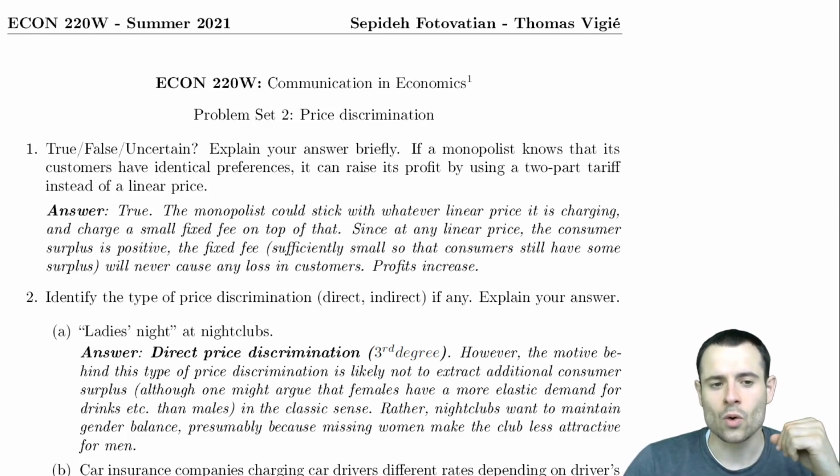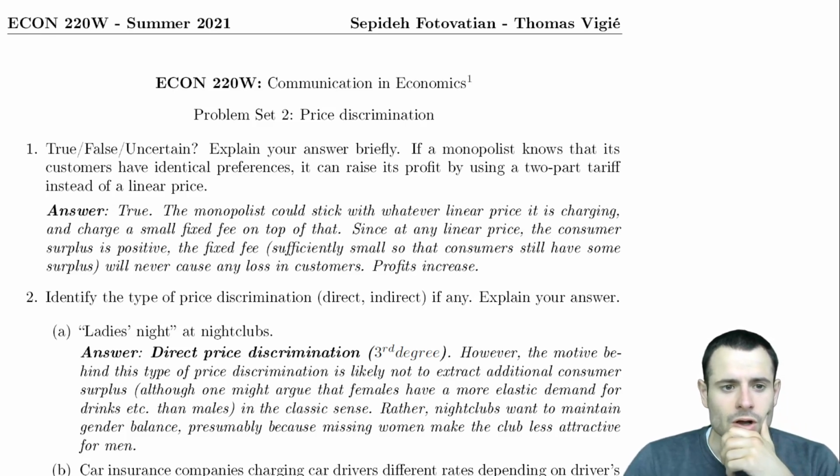In this tutorial we are going to go over a true-false uncertain statement, and then we are going to go over different types of price discrimination that happen in real life, and we'll determine whether they are first degree, second degree, third degree, or if it's not price discrimination at all. Okay, let's get into it.